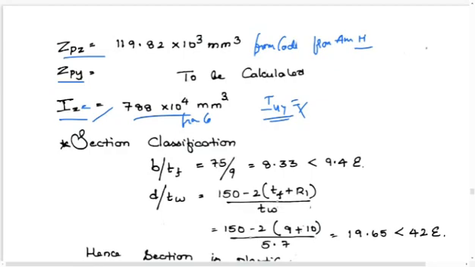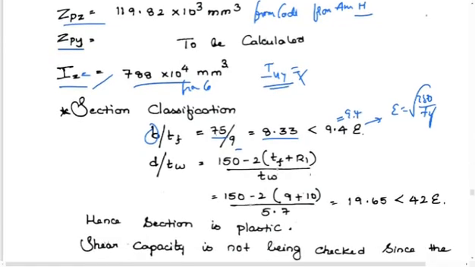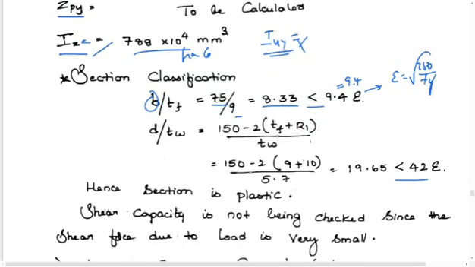So section classification. What is b by Tf, 75 by 9? As I told you, epsilon is equal to root over 250 by fy. Since fy is also 250, epsilon is equal to 1. So this is equal to 9.4. Here 9.4 has satisfied both these conditions. Therefore, we can say that this is a plastic section.